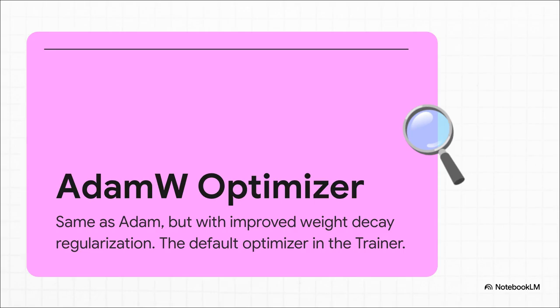We're using AdamW, which is the default in the trainer. It's basically the Adam optimizer, but it has a much smarter way of handling weight decay, which helps prevent our model from overfitting. Honestly, it's pretty much the go-to choice for training modern transformer models.